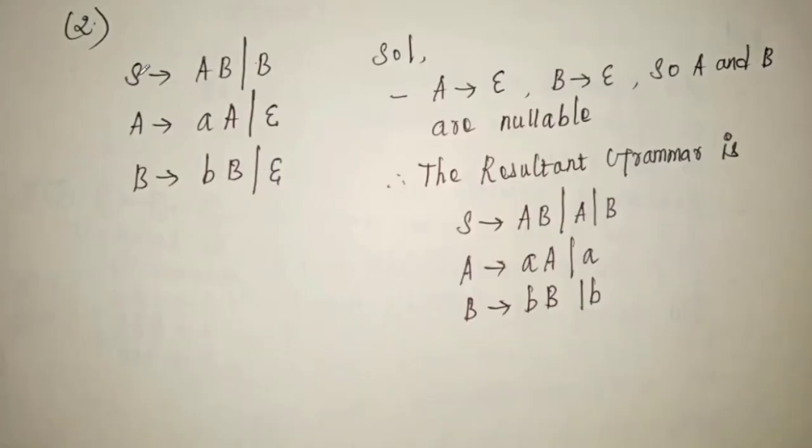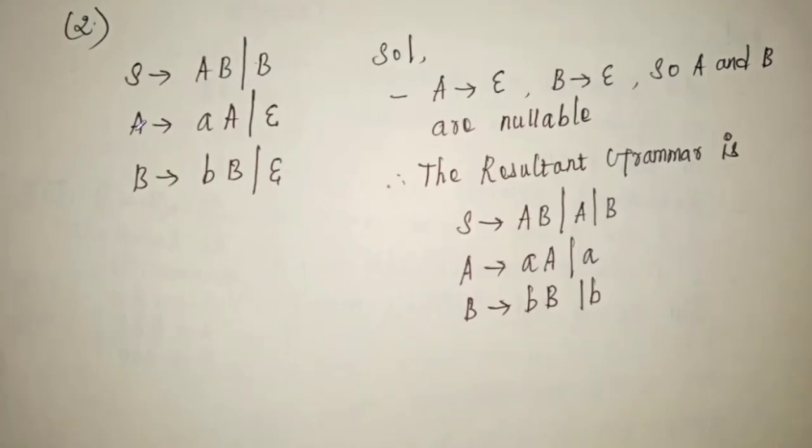See the first production, S tends to AB or B. Since A is nullable and B is nullable, replace A, then you will get B. Replace B, then you will get A. So the final production is going to be S tends to AB or A or B. Remove the duplicate productions, capital B.